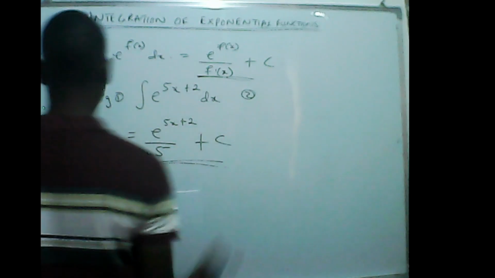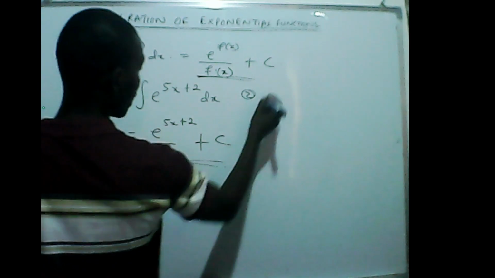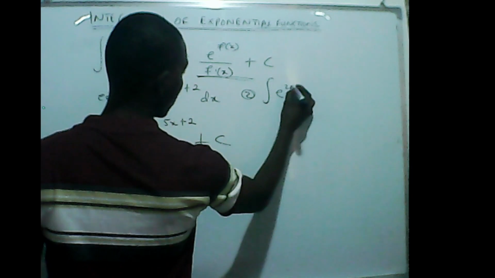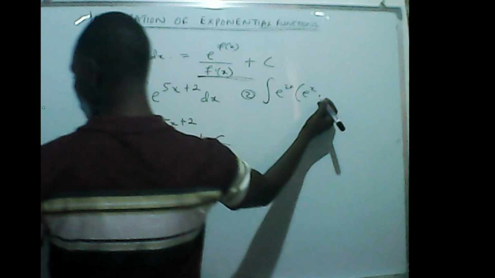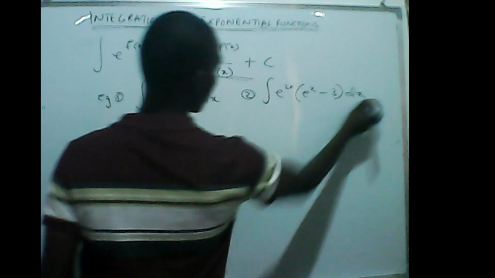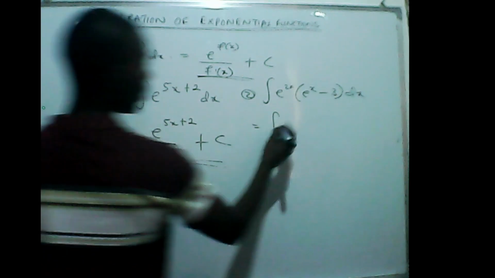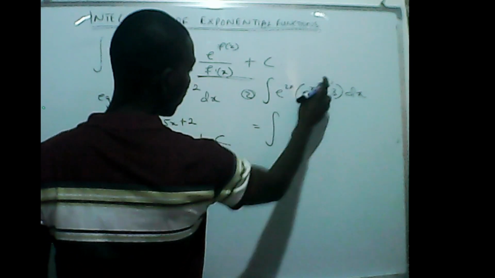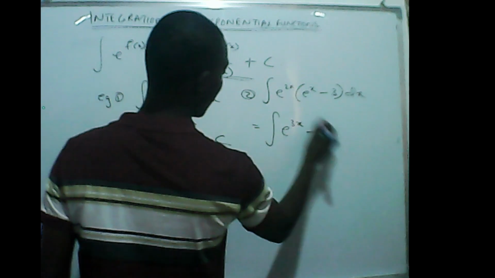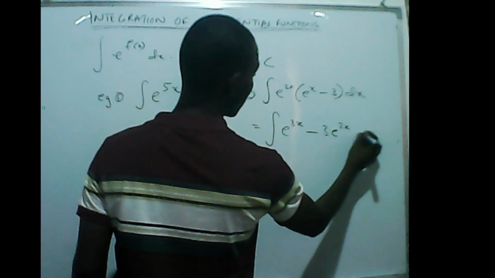Then another example, let's say we are given the integral of e to the power 2x times e to the power x minus 3 dx. So this can be written as e to the power 2x times e to the power x. We add powers here, which will be e to the power 2x plus x, that's 3x, minus 3 times e to the power 2x dx.